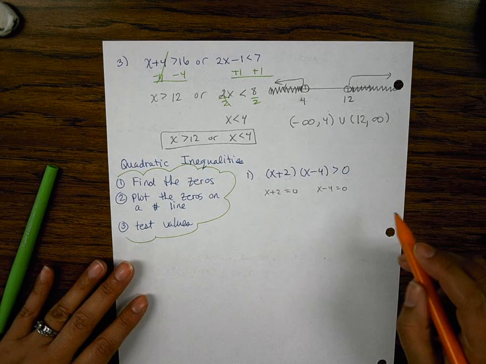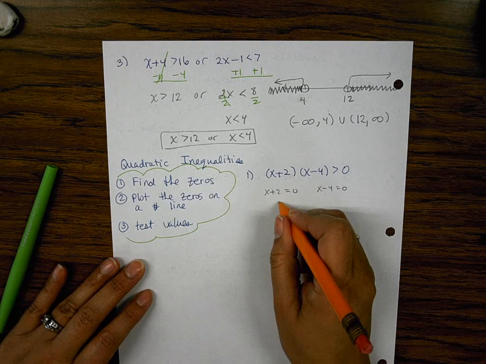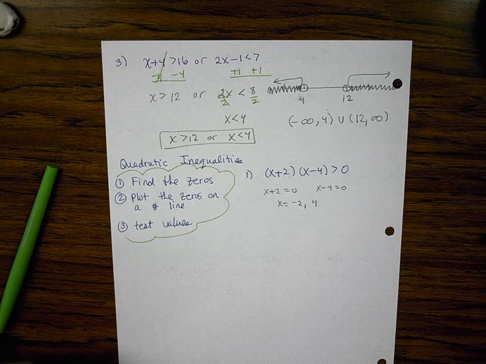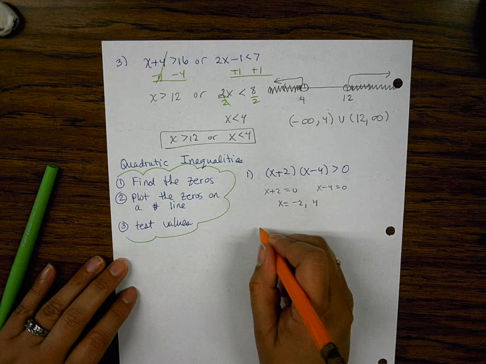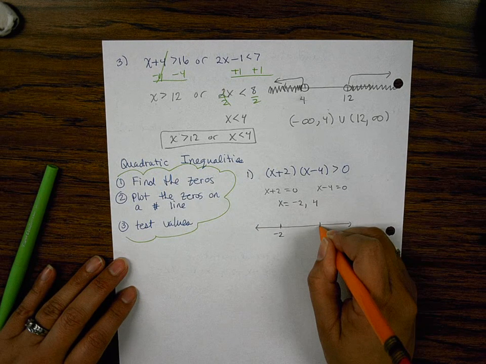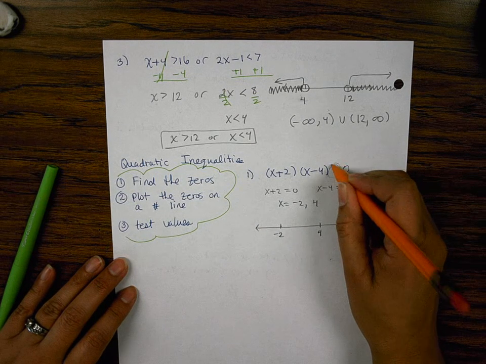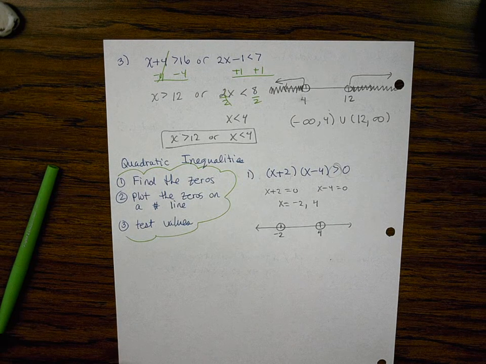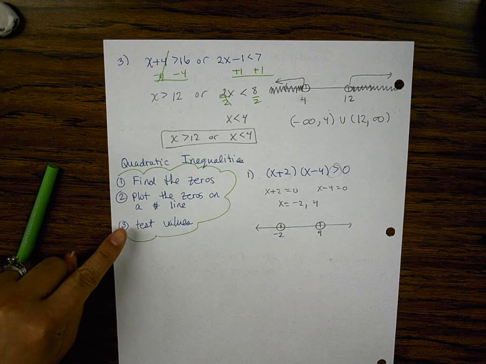Step 1, find the zeros. Recognize first that this says greater than 0, so it's not an equal to. But when you're looking for zeros, that's where you're looking where each piece equals 0. So you break it up, set equal to 0. Your zeros are -2 and +4. Plot the zeros on a number line.